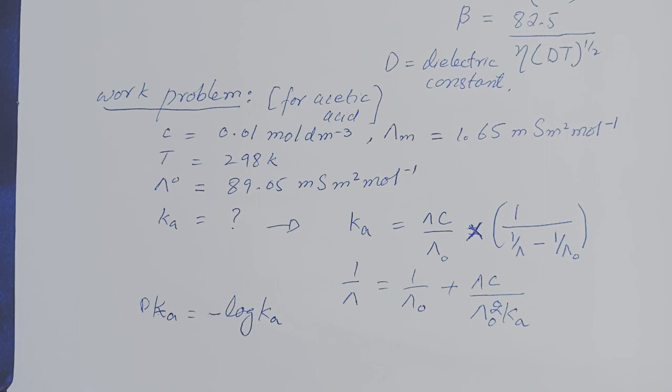So in this lecture you have learned that we can calculate the dissociation constant and the equilibrium constant, that is Ka, using conductometric calculations.